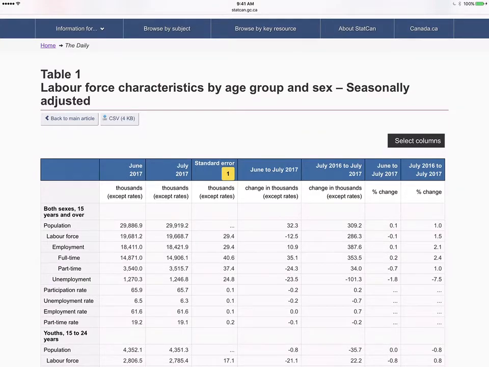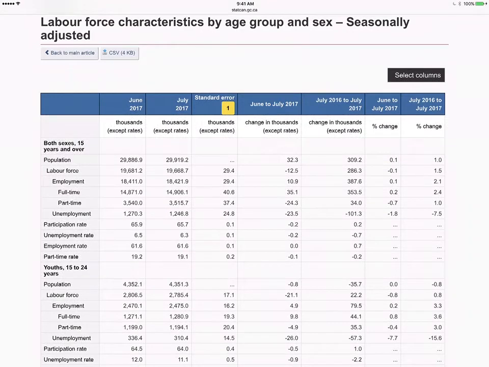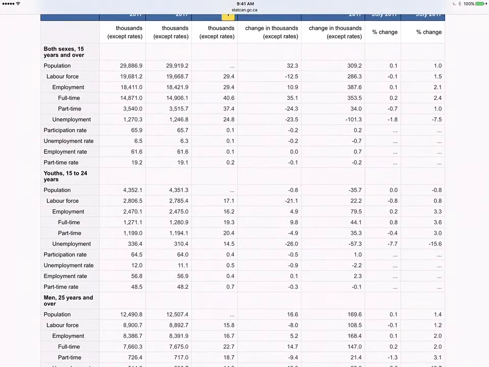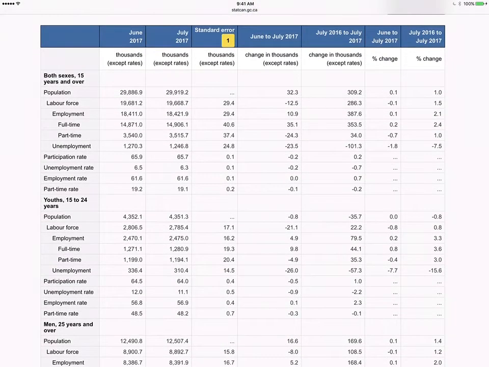So for example, if you select Table 1, what you will see is where it says population. That's the working age population. That's people who are over 15 who can work. The labor force, that's the number of people who either have a job or are looking for a job. And as you scroll down, you can see the number who are employed full-time and part-time. You can see the unemployment rate and the employment rate.